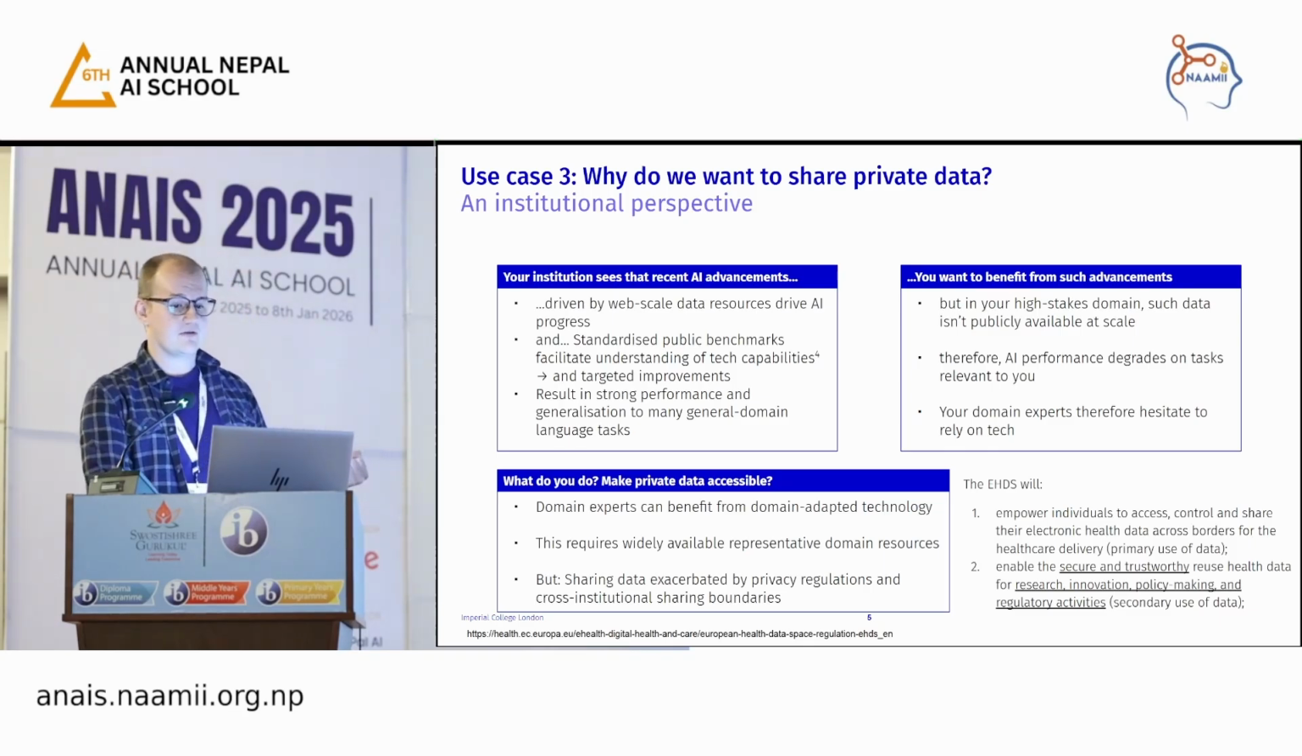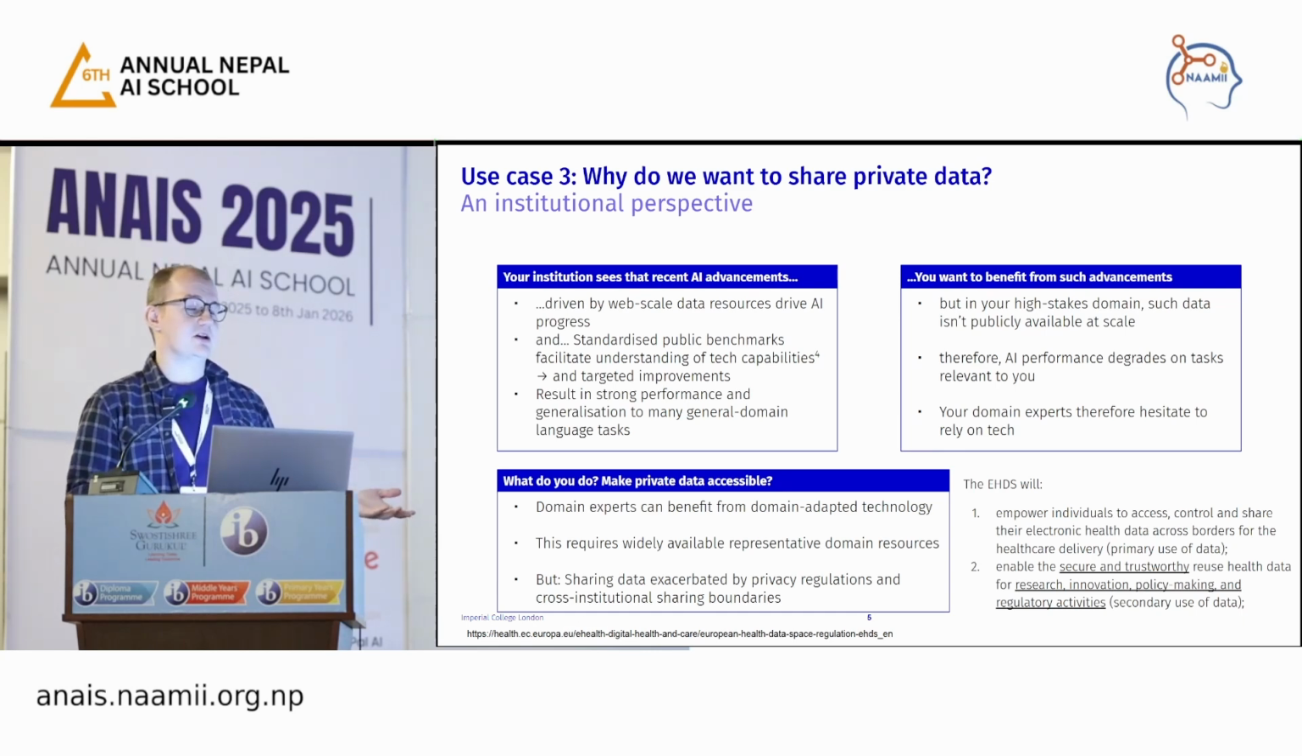So you want to benefit from such advancements, but then you realize that for your domain, such data isn't publicly available at scale because it's operational data, let's say, from a law firm or a hospital, not much data publicly available, right? So therefore, the AI performance that you're trying to use degrades on these tasks because they're just not represented in the data. And then your staff says, I don't want to use AI, it only produces bad outputs, right? So what do you do, right?